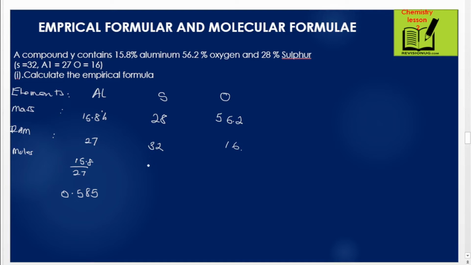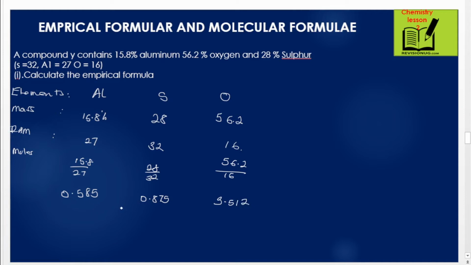Now let us come to the column for sulfur. This is 28 divided by 32. What do we get? We get 0.875. Now let us come for oxygen. 56.2 divided by 16. What do we get? This one is giving us 3.512.